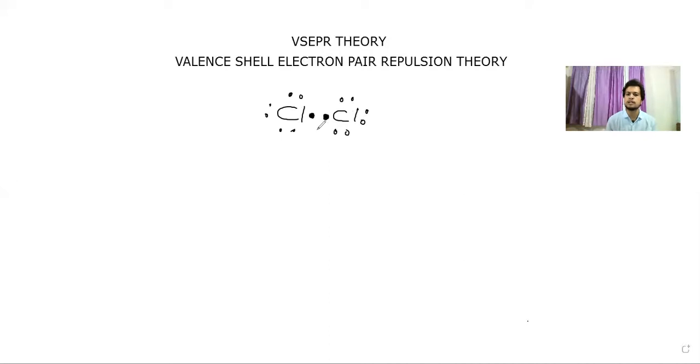This mutual sharing of electrons is what we call a covalent bond, which results in a sigma bond or a single bond. This particular electron pair, which is shared between the two atoms, is known as the bond pair or the shared pair of electrons. So what is a bond pair? A bond pair of electrons is nothing but the valence electrons which take part in bonding.